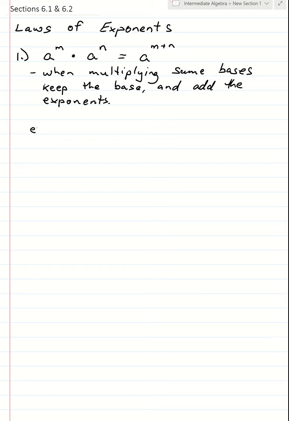For example, let's say we have x to the third being multiplied with x to the fifth. Here's a case where we would apply this first law of exponents, because we have the same base x and they are being multiplied, in which case we're going to keep that base x and we have to add the exponents, and 3 plus 5 of course gives us now an exponent of 8.